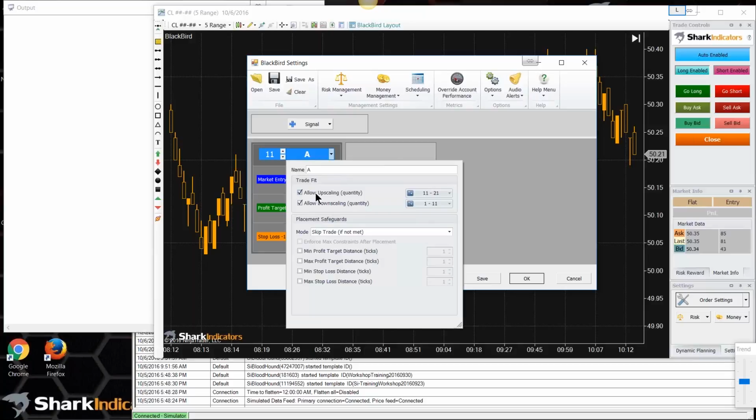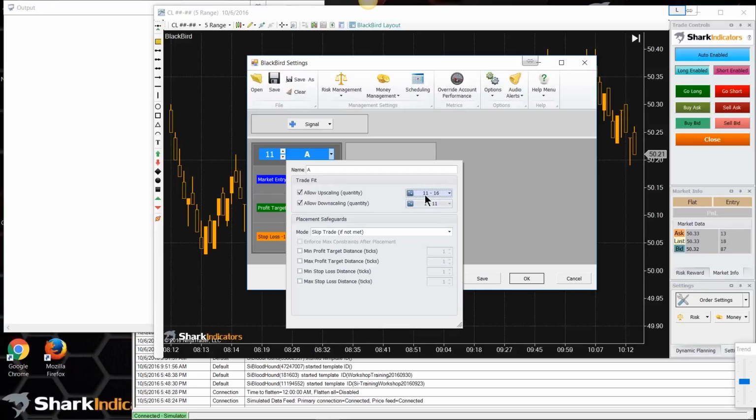So you can see the default upscaling and downscaling is set to 10. So the maximum number of contracts that BlackBird can upscale to is 21, and the minimum number of contracts that BlackBird can downscale to is 1. Now we can go in and adjust this. So you can see we have an acceptable variance. So let's say we don't want to increase, let's say we want our maximum number of contracts to be set no more than 5 additional contracts. We could set this down to 5.